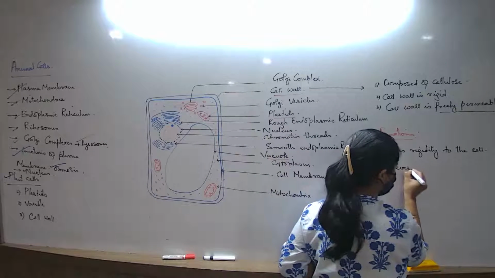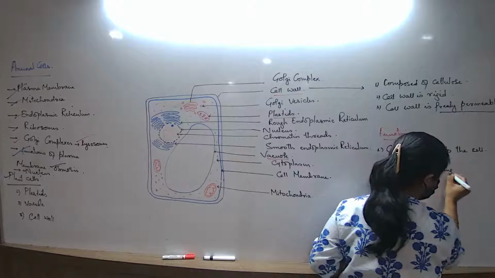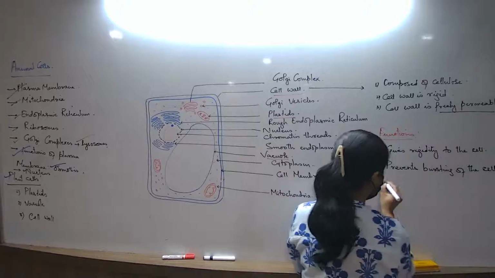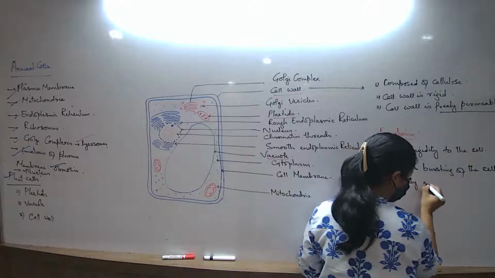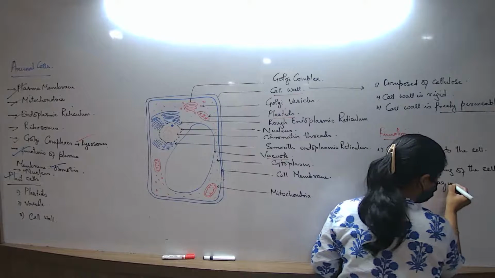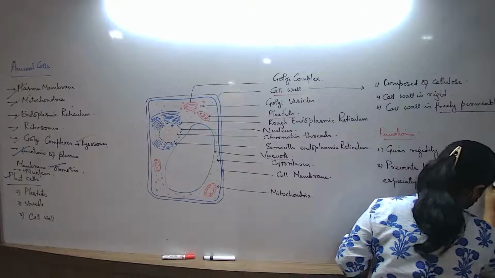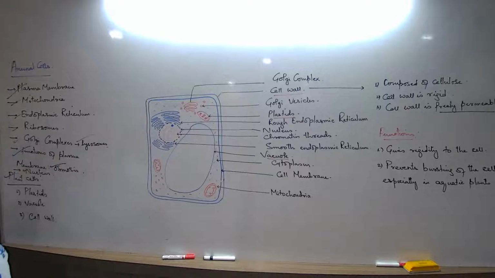Prevents bursting of the cell, especially in aquatic plants. Aquatic plant means the plant that lives in water. वाटर में जो रहता है, वाटर प्लांट्स, उसको बोलेंगे aquatic plants.